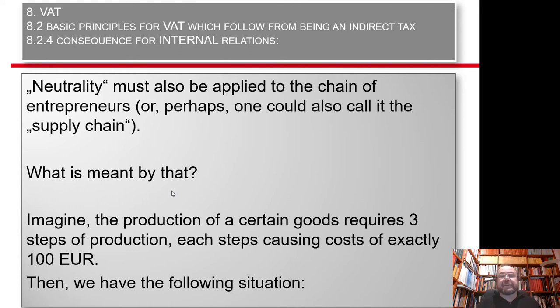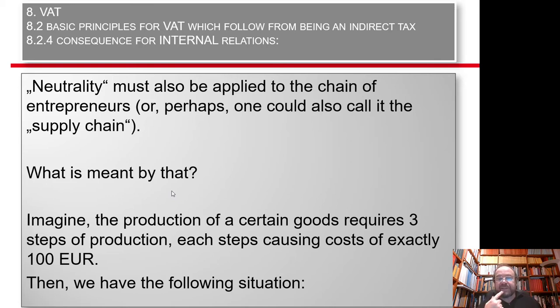Yeah, so we have already some rules for external relations. The basic principle is taxation in the country of destination. Now, a further consequence from the neutrality of competition principle, you must also treat the chain of entrepreneurs in a neutral way. A long chain of supply and a small chain of supply, or one doing all the steps of production on his own, all these people must be treated equally.